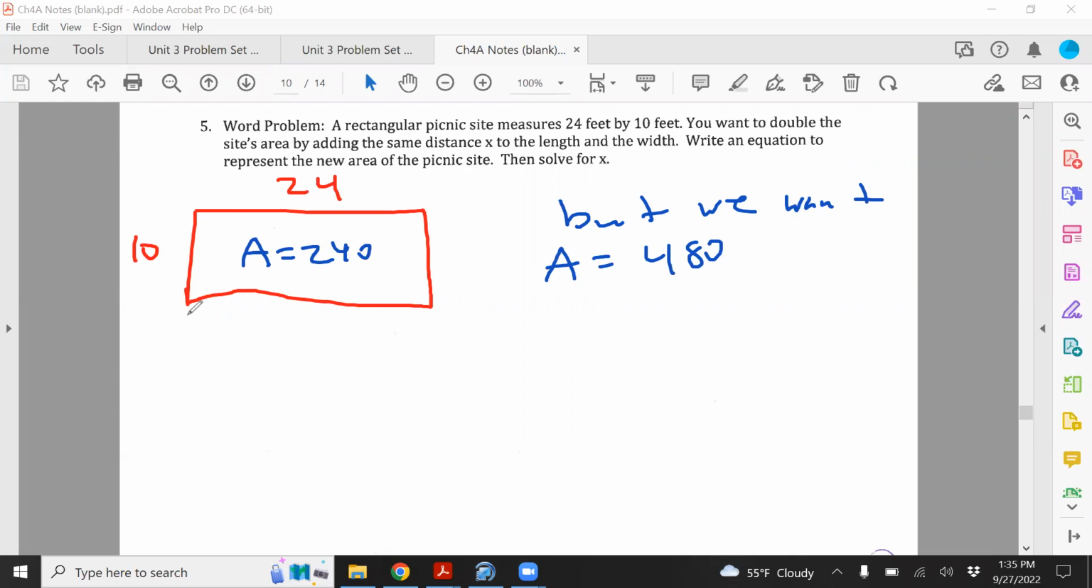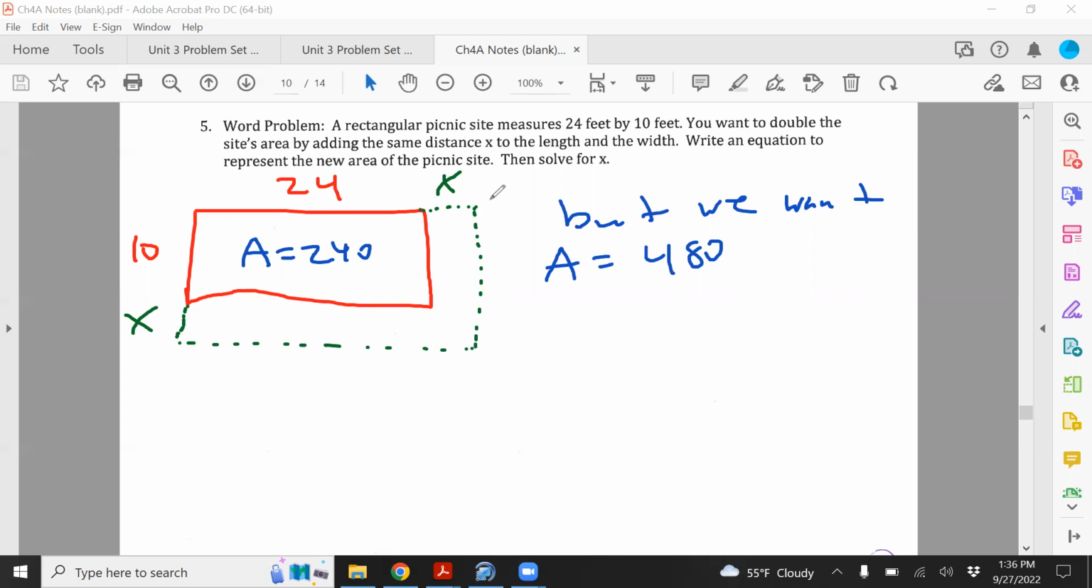And how are we going to accomplish that? We're going to accomplish that by adding some distance here and some distance here. So this will be x and this will be x, so that the new area is 480. Does that make sense, what I just did? Visually, does that make sense?